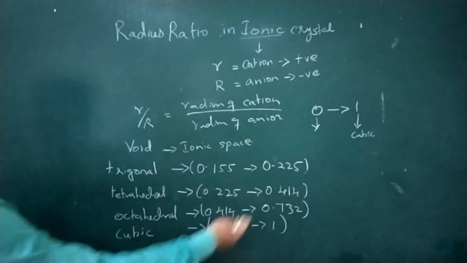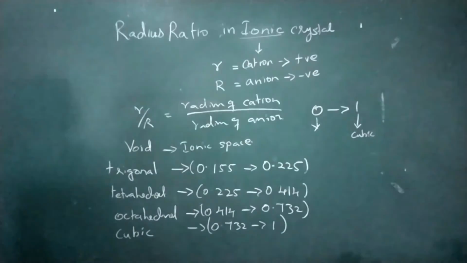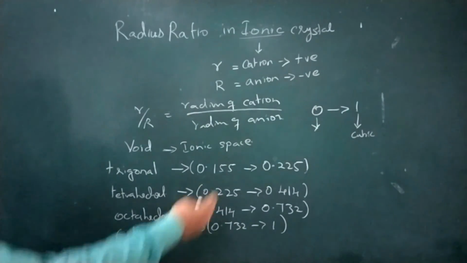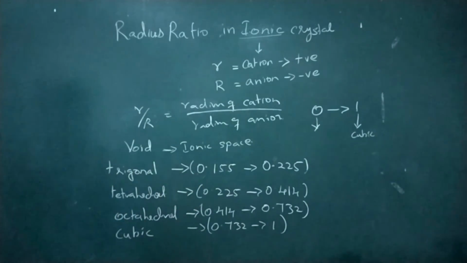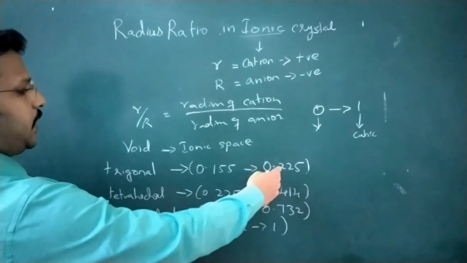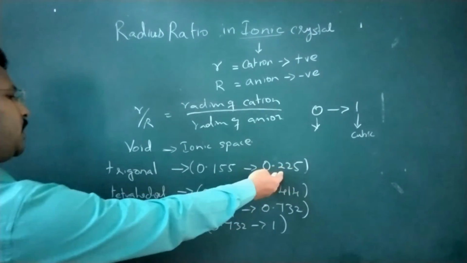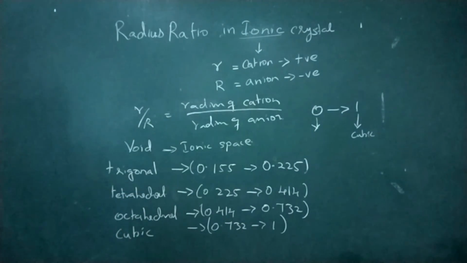Suppose the ratio is exactly 0.225, definitely it will accommodate in the tetrahedral void and not in the trigonal void. The maximum of a range can be considered as part of that range, and beyond the maximum of the range, definitely the atom will slip into the next void space.